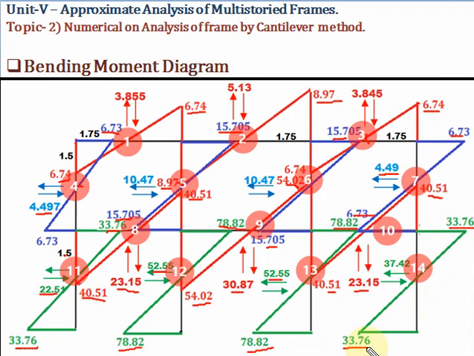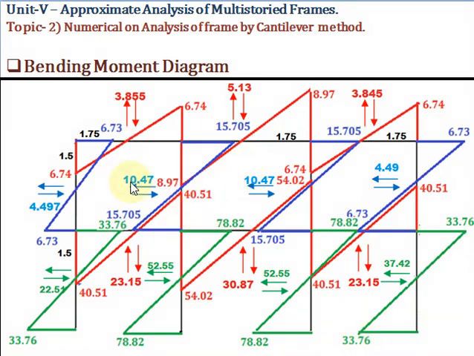Okay, so this is the bending moment diagram. So you have to join the points by a straight line, and at the center of each beam and column the value should be 0. Okay, so this is the bending moment diagram on the tension side.